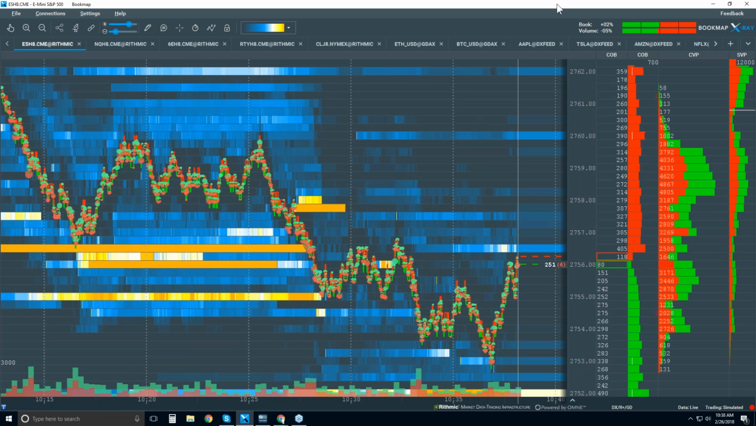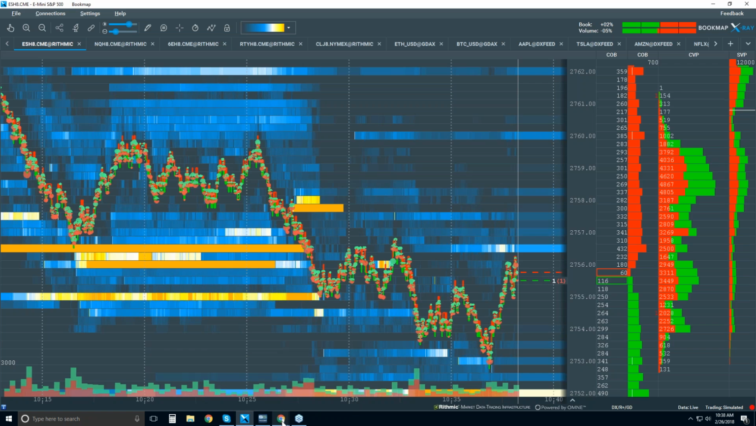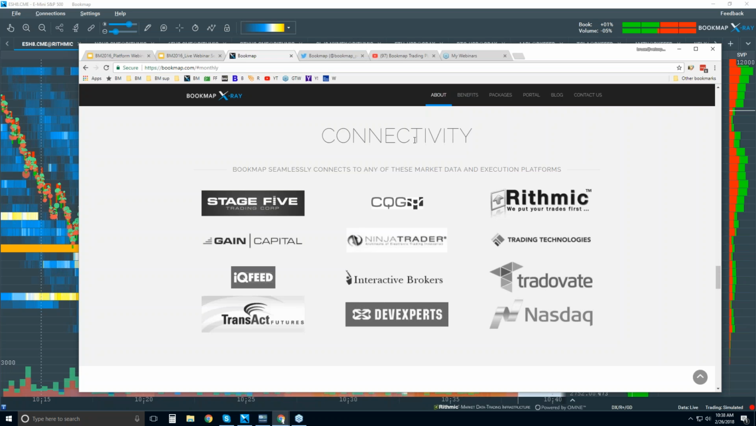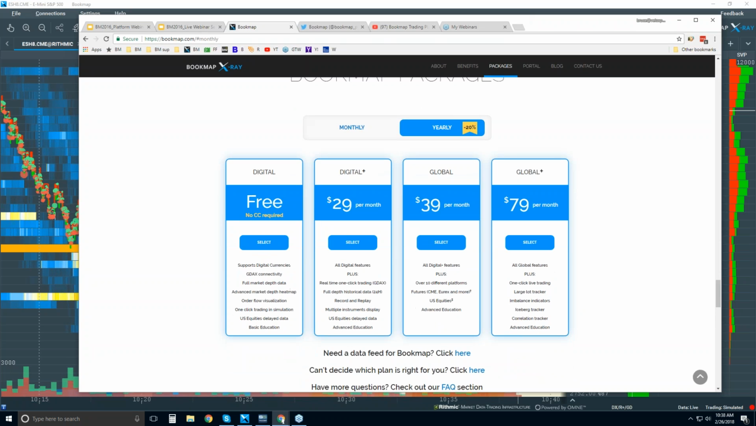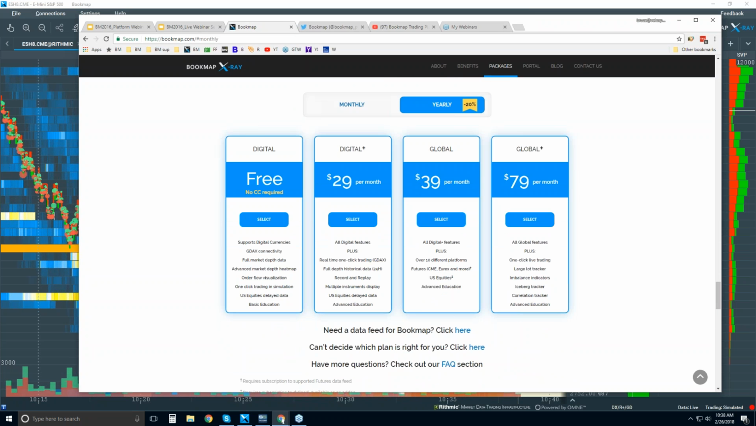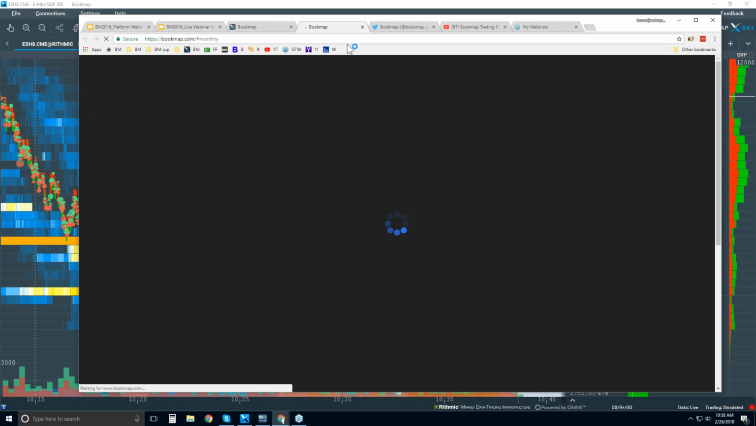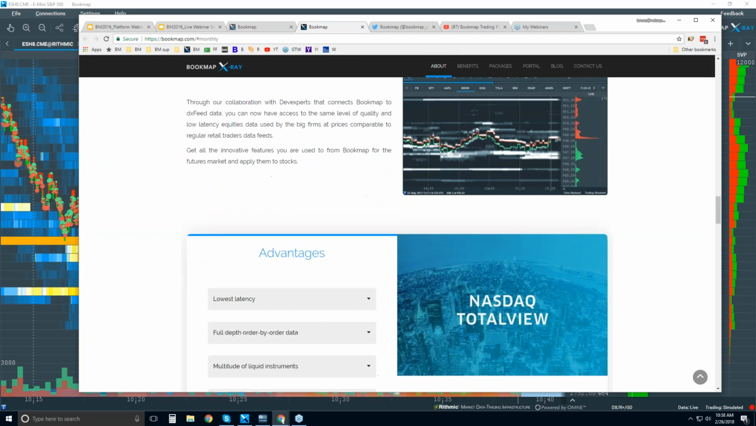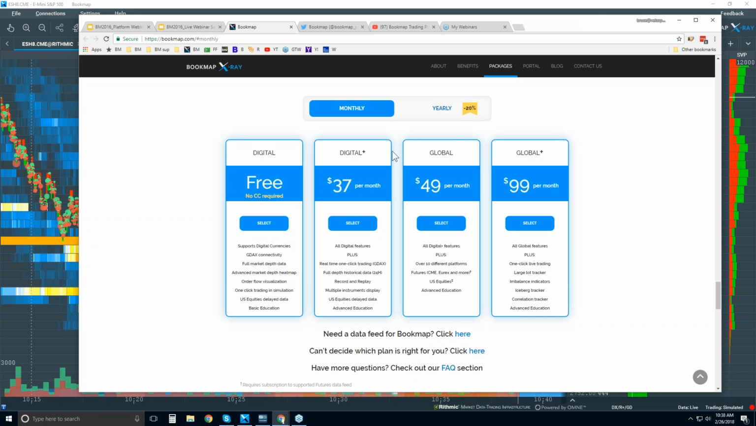All right, I'm sorry, I'm getting way ahead of myself here on Monday. Let's go back here. So that's connectivity. Now let's get into some of the pricing as well, because we haven't gone over any of this. These are the packages that are available. You can look at it monthly or yearly. Okay, there it is. So you can get it monthly or yearly. If you get it yearly, you get a 20% discount.